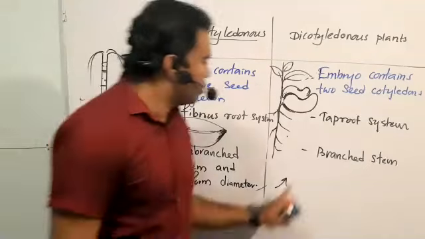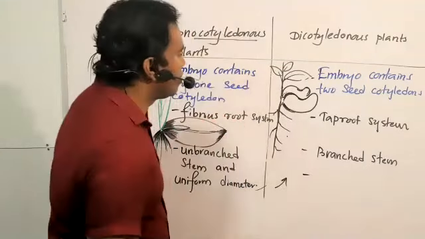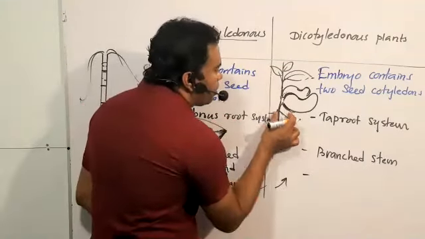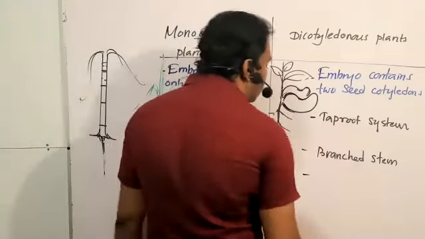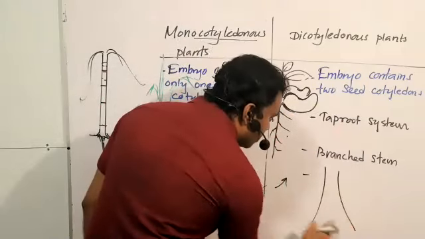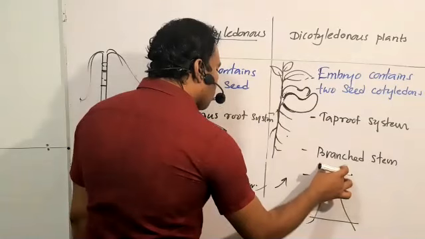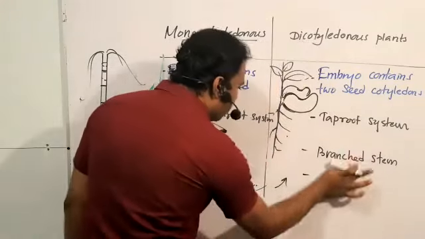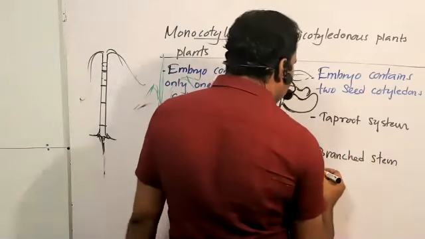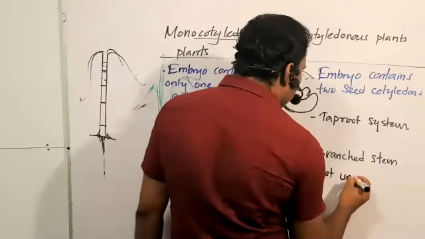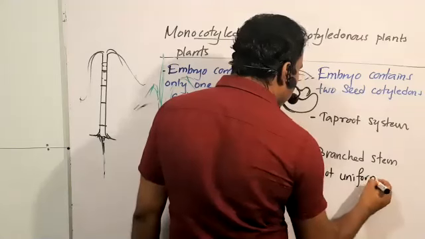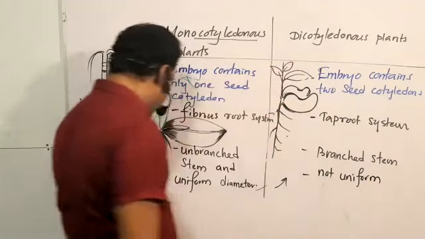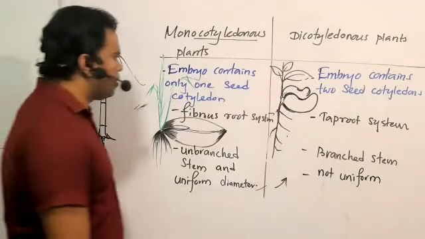Uniform diameter. Okay. Here, the base of the plant has a diameter like this. Okay, that's not uniform. Not uniform. What is not uniform? Diameter is not uniform.